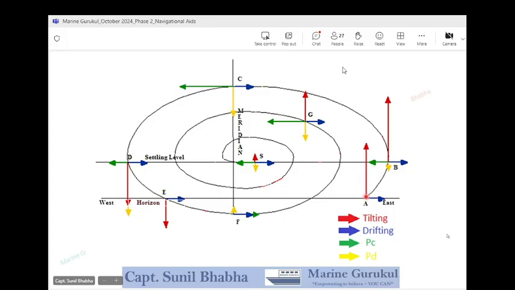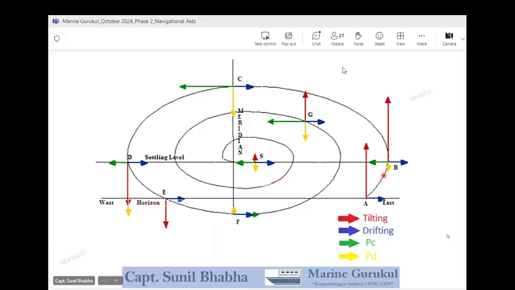Now we start from point A. This point A is exactly the same point A which was there in the ellipse. And at this point, the spin axis is pointing on the horizon. There is no tilt. If there is no tilt, there is no control precession and there is no damping precession. The only two forces acting here are upward tilting and eastward drifting. Under the effect of these two forces, the spin axis moves eastwards and increases its tilt.